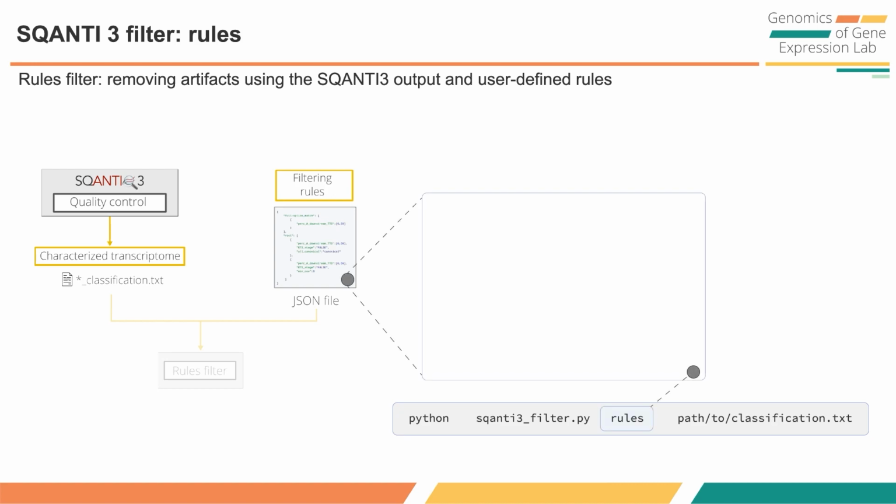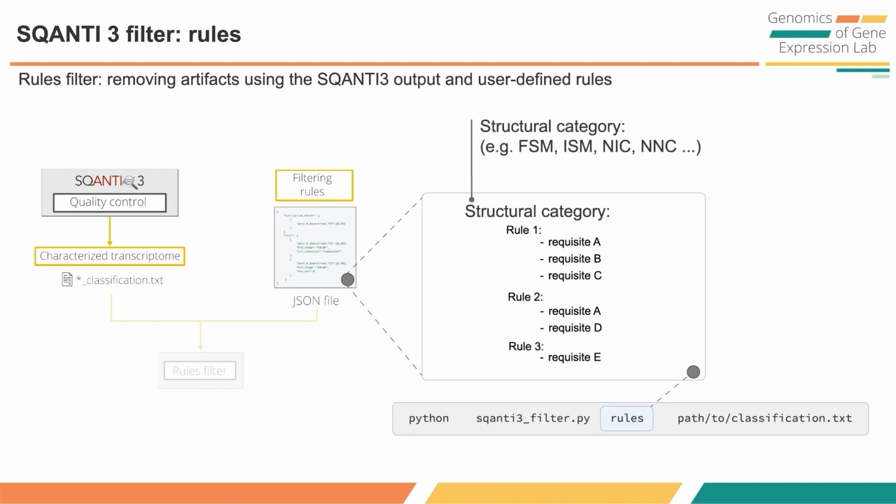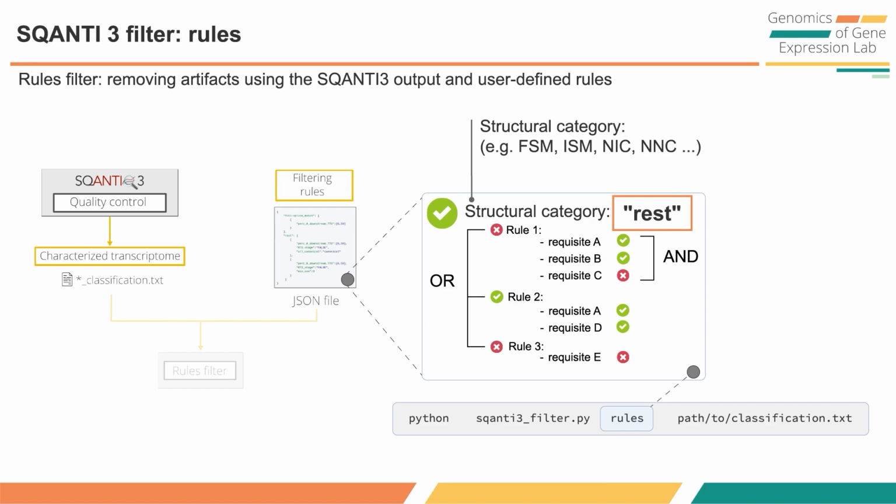Specifically, for each SQANTI3 structural category, like full splice match, incomplete splice match, or novel in catalog, the user should build an array of rules. A rule is made up of one or more requisites that must all be met for an entry to be considered a true isoform, evaluated as an AND operation. If multiple rules are created for the same category, they are treated as separate and independent, evaluated as an OR operation, so the transcript must pass at least one of these rules. If rules are not set for a specific category, they can be defined using the REST category name.